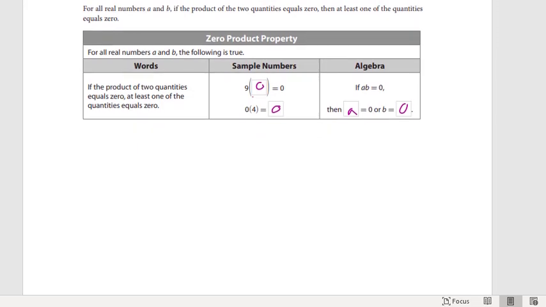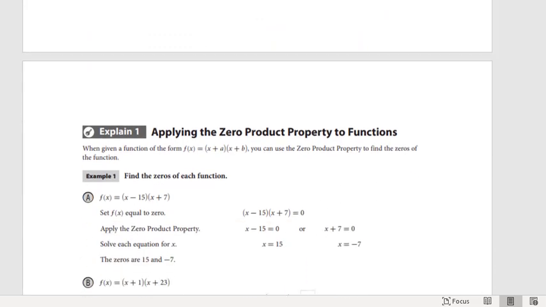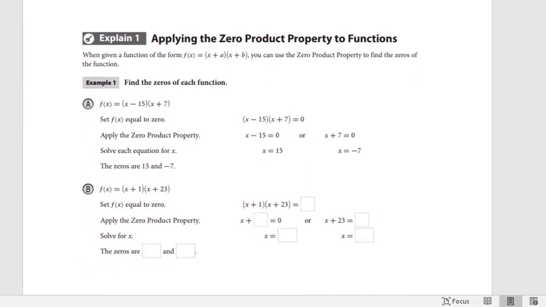We can use this idea to find solutions for a quadratic equation if it's in this form. We call this factored form. In our next lesson, we are going to learn how to get to factored form and find solutions this way. All right, so the idea is we are going to find zeros in a quadratic that takes this form.